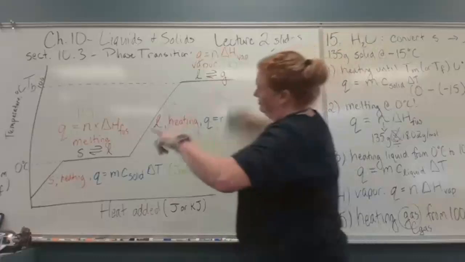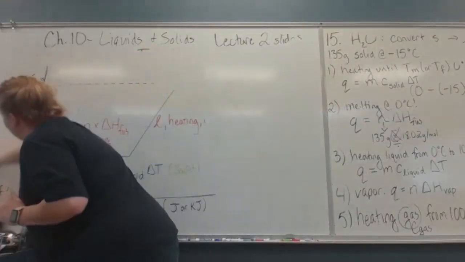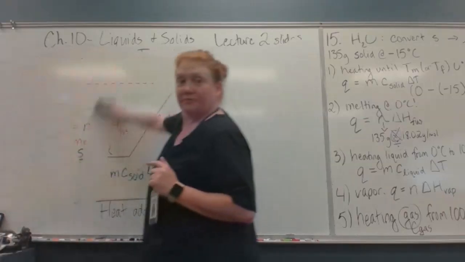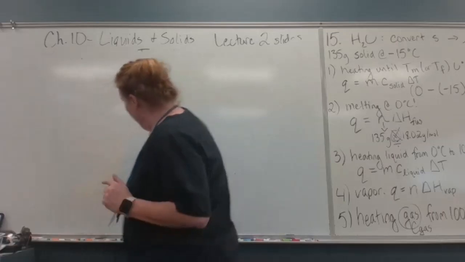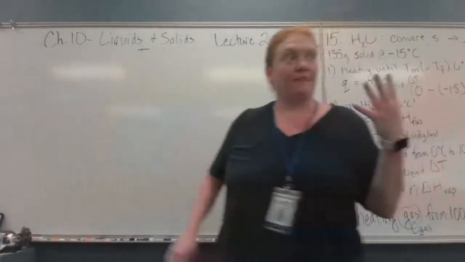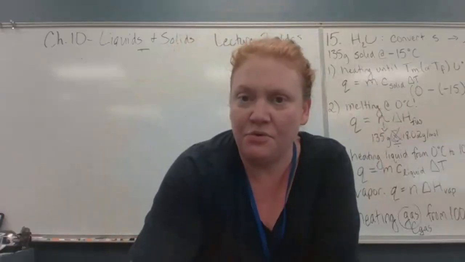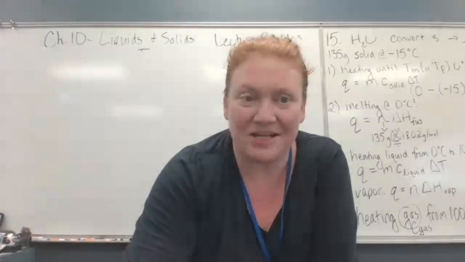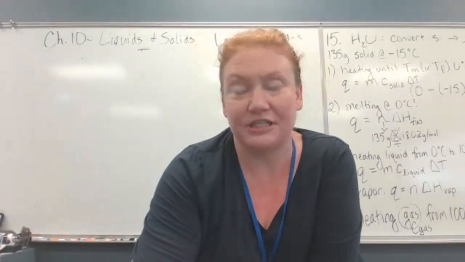Our last section of chapter 10 is about solids. Section 10.5 was learning a little bit about 4 different types of crystalline solids. What does it mean when I say a solid is crystalline versus saying it's amorphous?